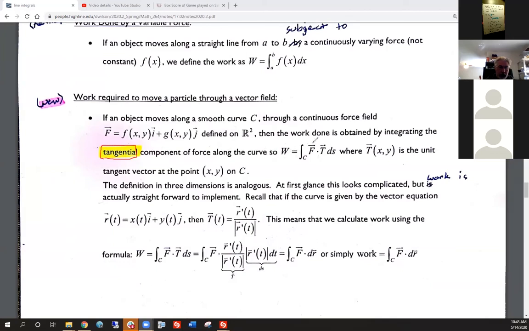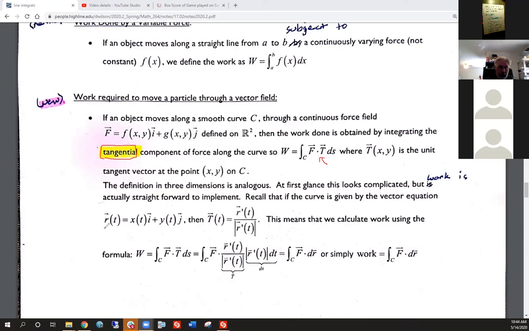So we have the force dotted with big T. This is the same big T that you had last quarter in Calc 3, the unit tangent vector. F dotted with T will give you the tangential component of the force, and then the ds makes it a line integral. This definition would be expanded just to include a z, should you be in 3 dimensions. At first glance, this looks super complicated, but work is actually straightforward to calculate.